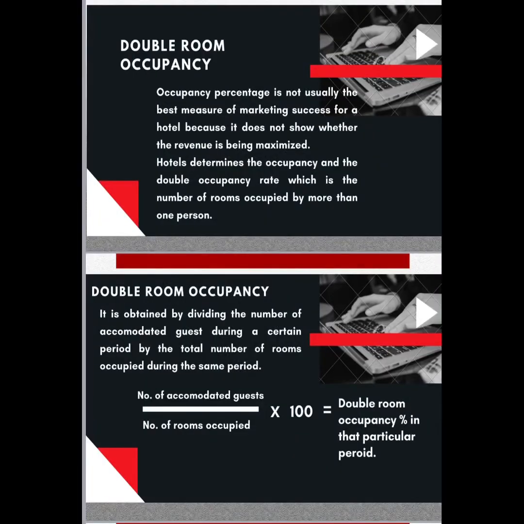Second is the double occupancy rooms. Occupancy percentage is not usually the best marketing tool to use when measuring if a certain accommodation enterprise has gained revenue or not. In double occupancy rooms, whether a room is occupied by 1 or 2 guests, the occupancy rate is still the same, but the revenue obtained will change depending on the guests accommodated within the time and period.